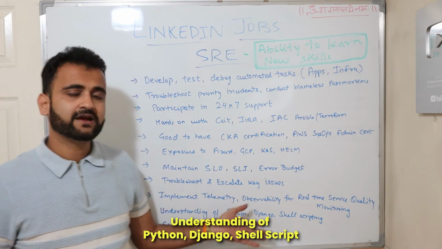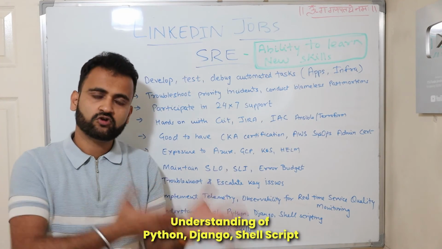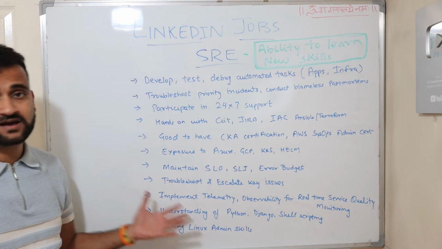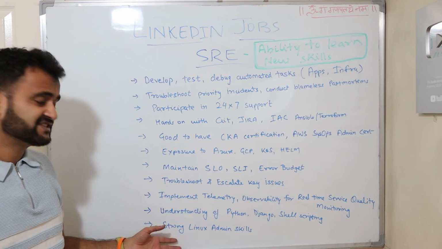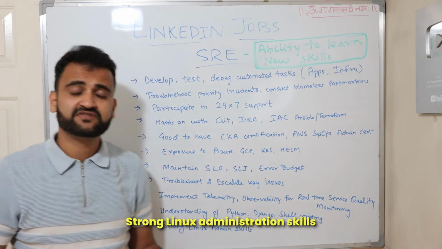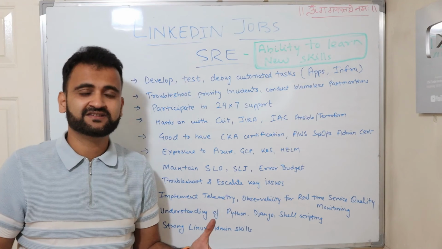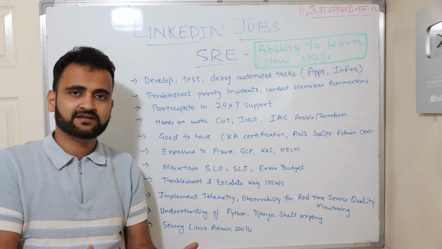Understanding of Python, Django, shell scripting. Obviously, a software engineer needs to code and do shell scripting, so these kinds of skills are being asked for. And last but not the least, strong Linux administration skills. Linux comes in handy everywhere, but especially in DevOps and Kubernetes environments, you need to have this hands-on.